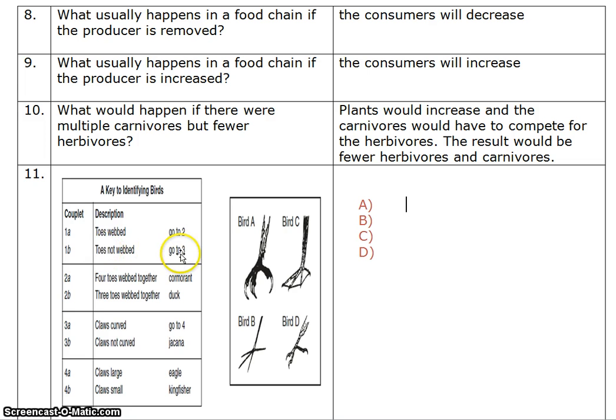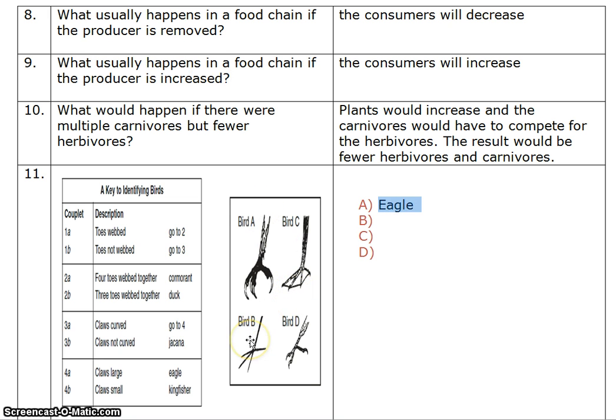So we're going to go to 3. It says claws are curved. Yes, the claws are curved, so it says go to 4. The claws are large or small. Well, here we're going to see some small ones, so we're going to call these the large one. So this bird A must be the eagle. There you go.